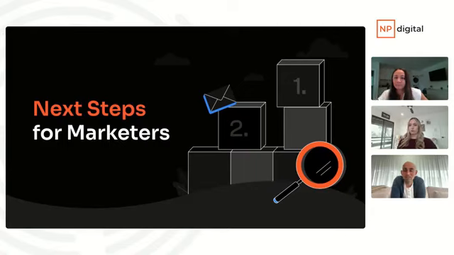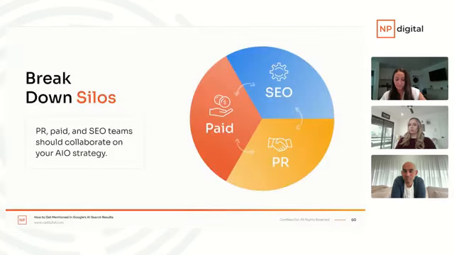So now let's talk about next steps. What should you be doing in this world where AI overviews are continually showing up more and more within Google searches?